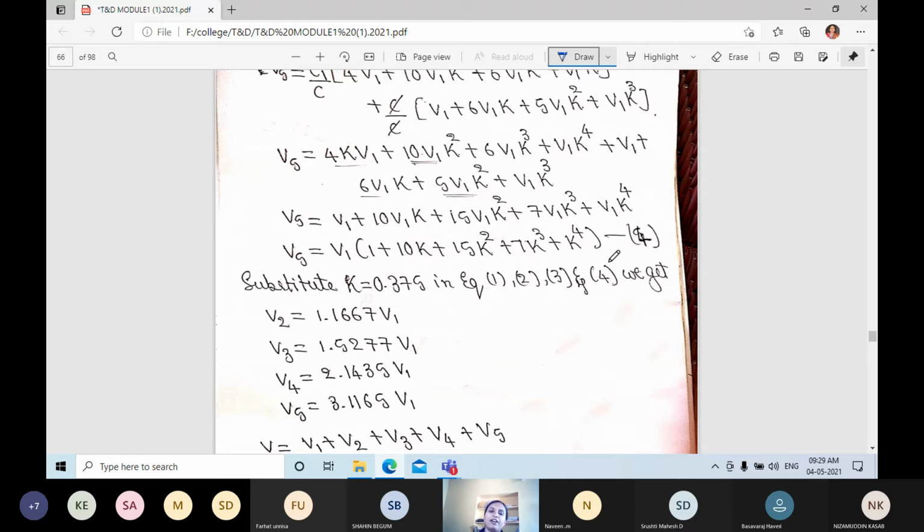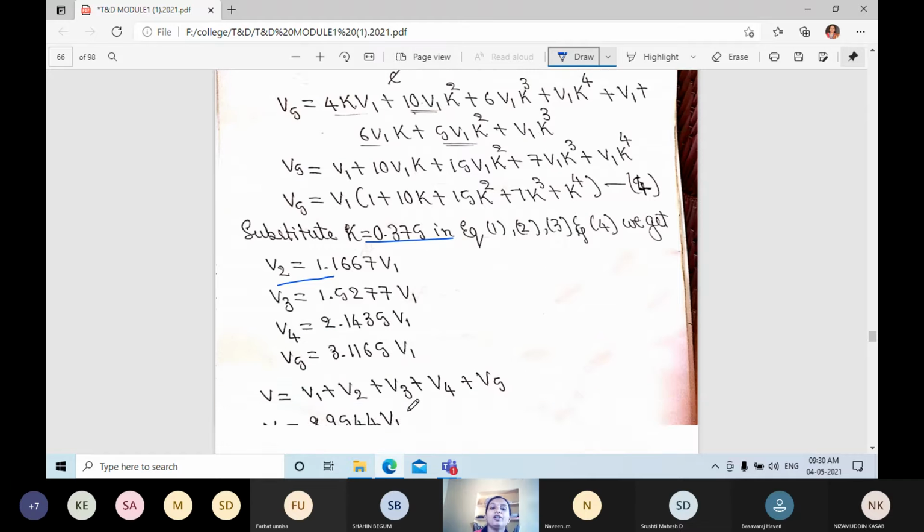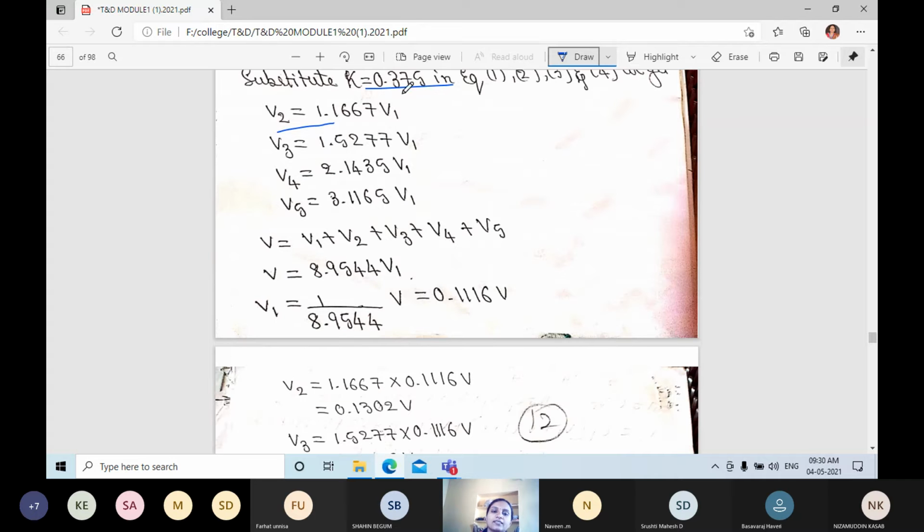We know the value of K. So we substitute the K value 0.375 and you'll get V2 is equal to, sorry, we don't know the value of V1. V2 is equal to 1.1667 V1. V3 is equal to 1.5277 V1. V4 is equal to 2.1435 V1. V5 is equal to 3.1165 V1. We don't know the value of V1, so they are kept in terms of V1 only.